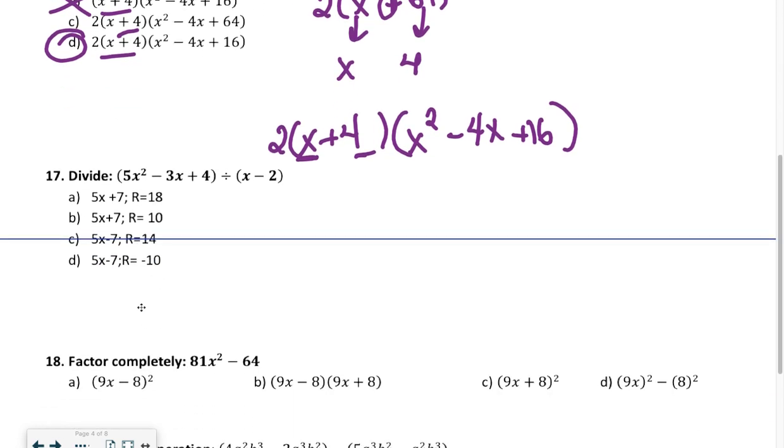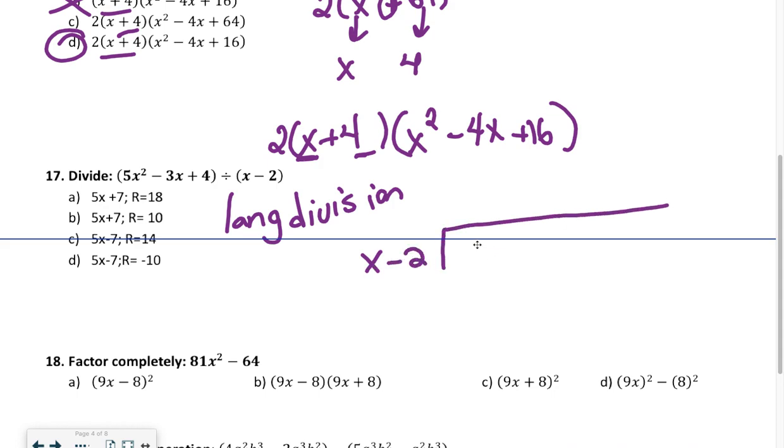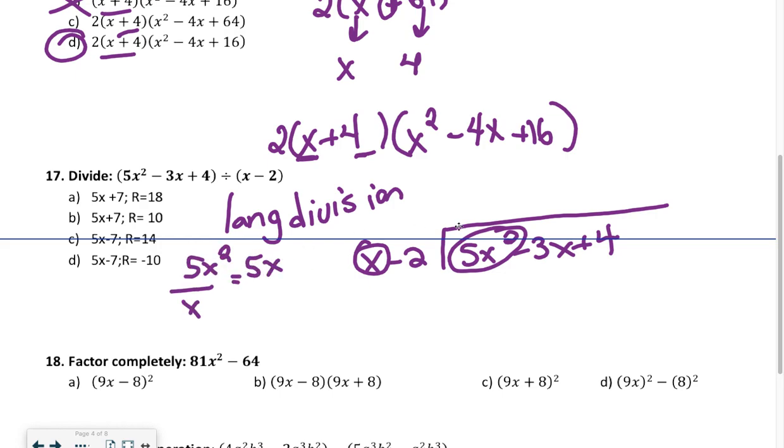So whenever they say to divide and you see remainders, this is going to be a long division problem. X minus 2 being our divisor, and 5x squared minus 3x plus 4 is our dividend. We take the first term of each and we divide. 5x squared over x is 5x. 5x goes on top. Then we multiply.